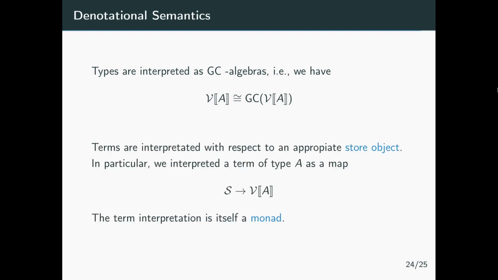On the other hand, terms are interpreted with respect to an appropriate store object, right? So these are not garbage collection algebras. Something actually happens when you garbage collect here. In particular, we interpret a term of a type A as a map from this store object into the value interpretation of the type. And this store object is essentially just the interpretation of the heap, right? So it is some kind of iterated product over whatever lives in the heap in an appropriate way. And this really defines a kind of reader monad. So the terms define a monad somehow, right? And then the delayed types are interpreted using this monad. So the storage effect does really show up as a monad in this setting.